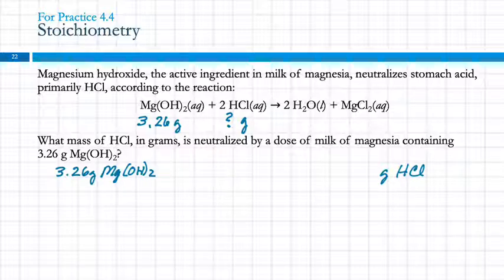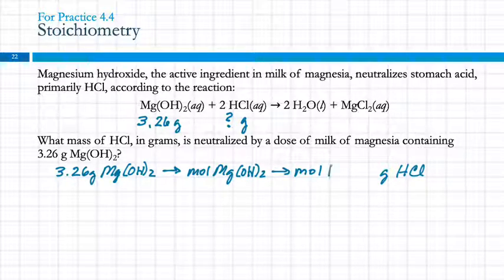What do I put in the middle? Moles. Grams to moles to moles to grams. So I'm starting with grams of magnesium hydroxide. I can use the molar mass to convert that to moles of magnesium hydroxide. Using my balanced chemical equation, I can convert moles of magnesium hydroxide into moles of HCl. And then using the molar mass, I can convert moles of HCl into grams of HCl.